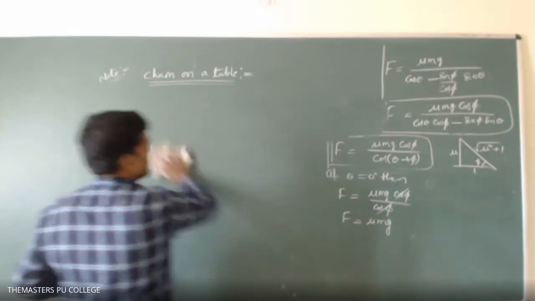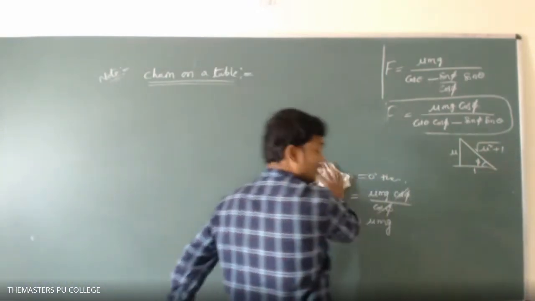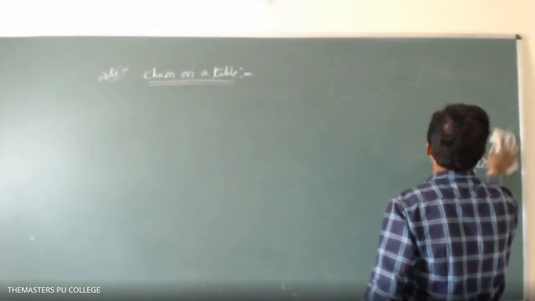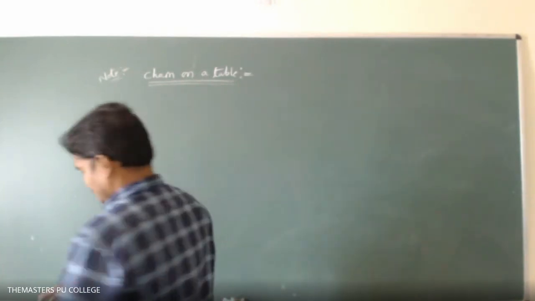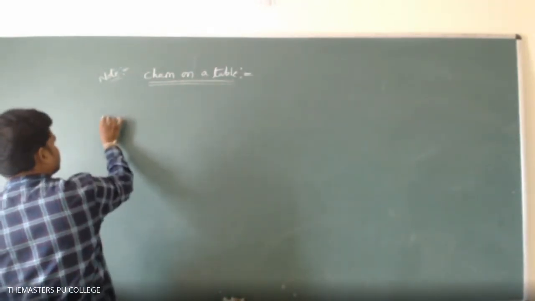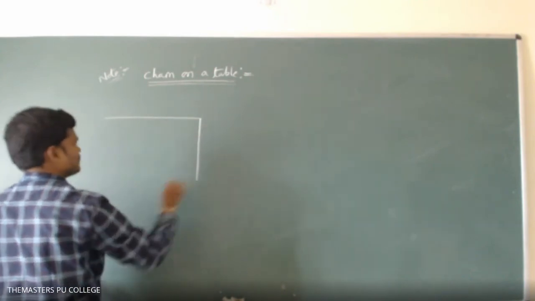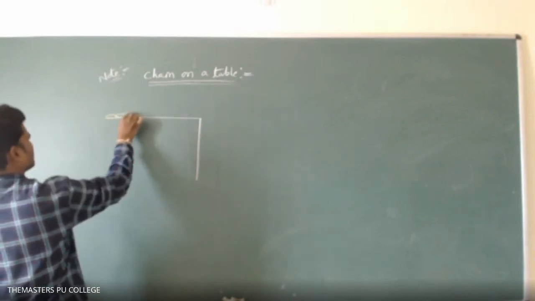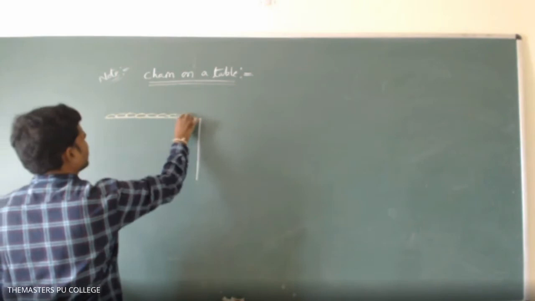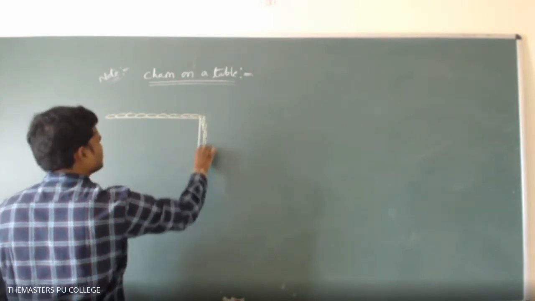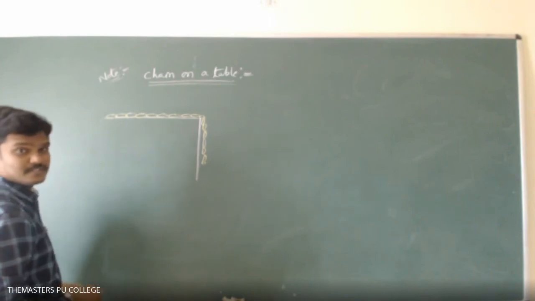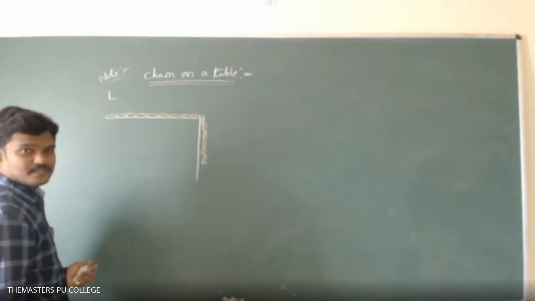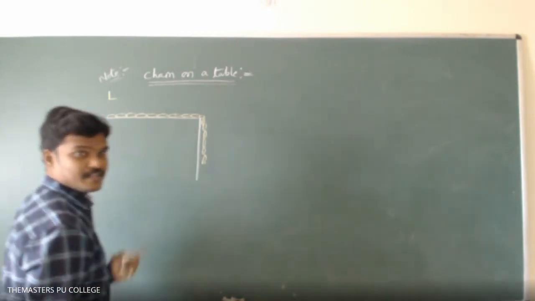They placed some part of the chain on the table and the remaining part is hanging from the edge of the table. Let me repeat. They have given a chain like this. This is the cable and these are the chain links. Some part of the length of the chain is hanging like this. The total length of the chain is capital L. Total mass is capital M.